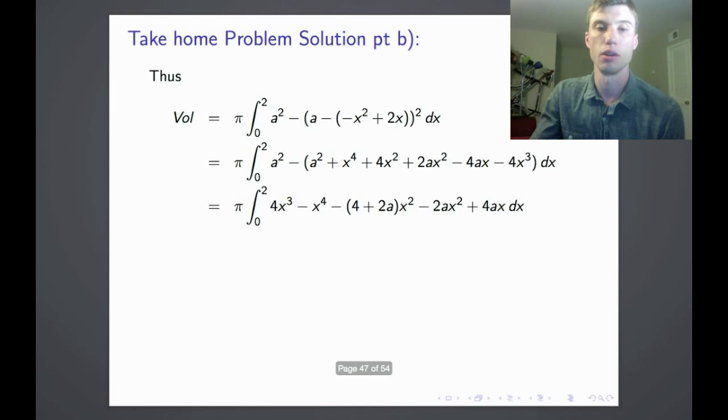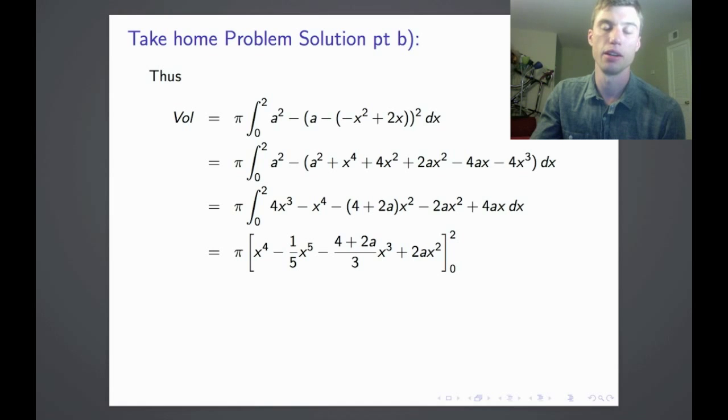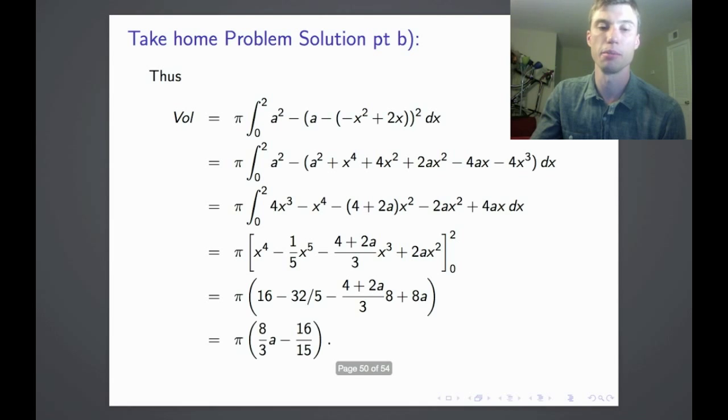Now, we simplify things a little bit and take antiderivatives using the power rule, come up with the following expression, which we can evaluate from 0 to 2. After evaluating from 0 to 2, we come up with the following expression, which simplifies to pi times 8 over 3 a minus 16 over 15. This ends part B, and we're ready to move on to part C.